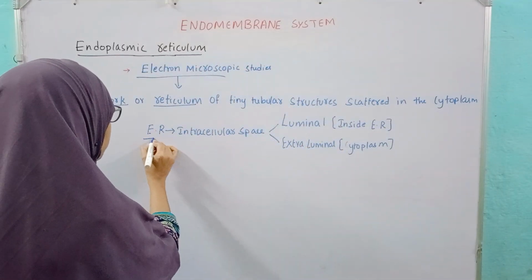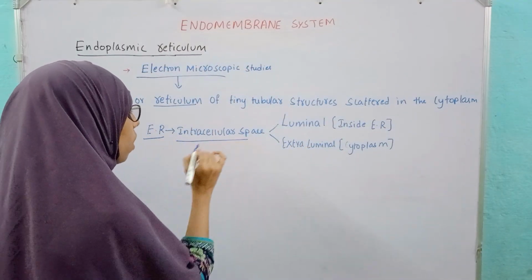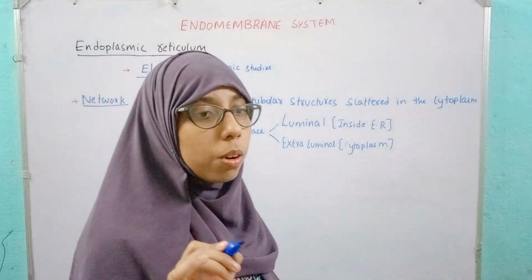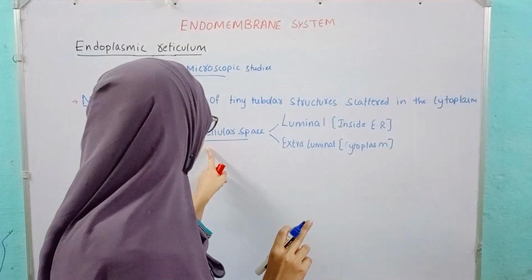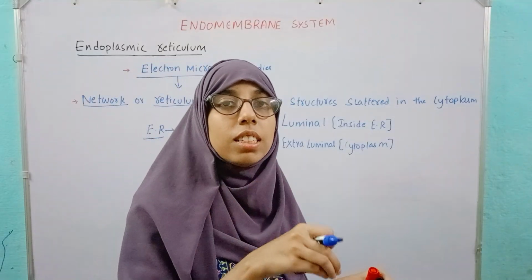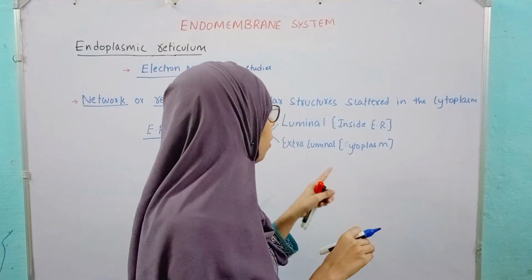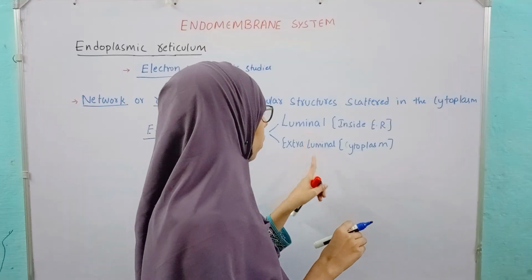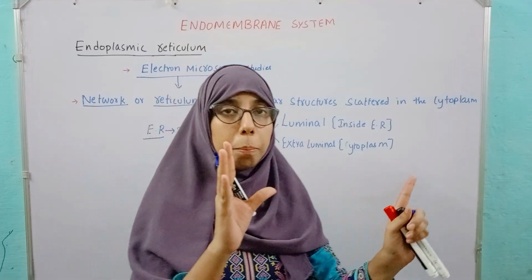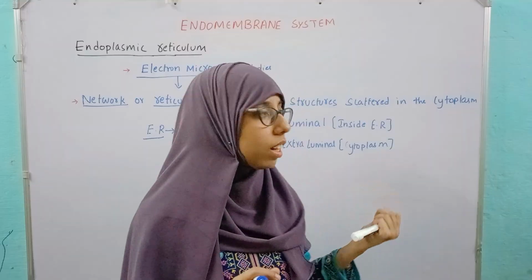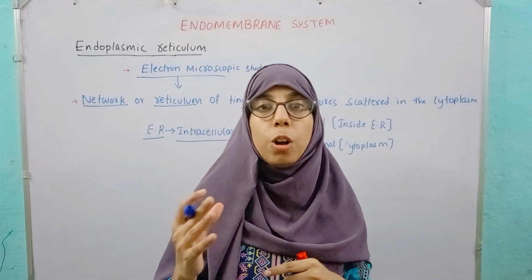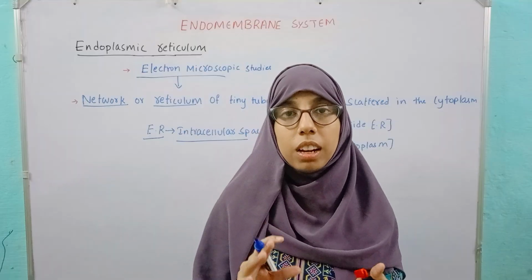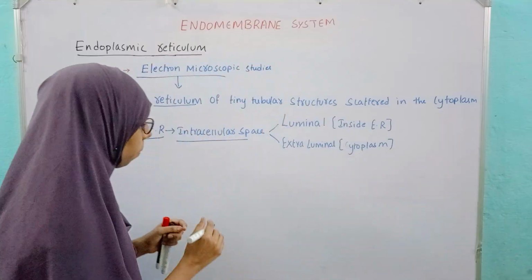The endoplasmic reticulum divides the intracellular space. Intracellular and intercellular are two different terms. Intracellular means within the cell. The space within the cell is divided into two compartments. One is luminal, meaning inside the endoplasmic reticulum, and the other is the extraluminal cytoplasmic compartment. Let us see with a diagram.